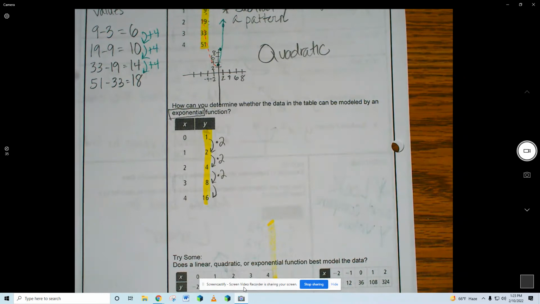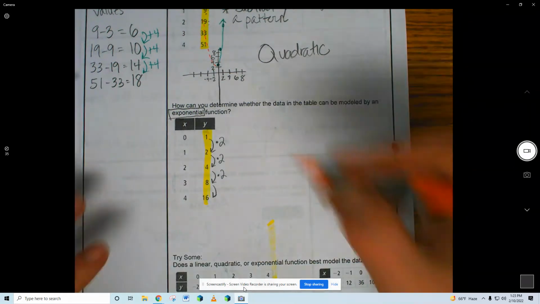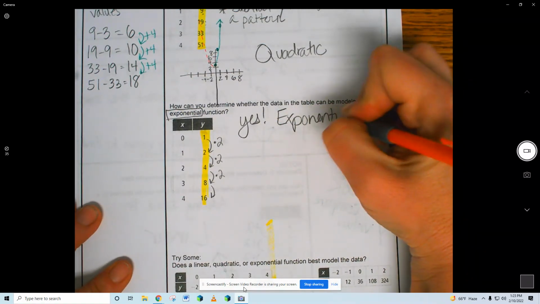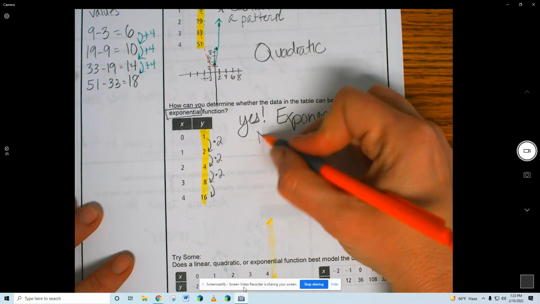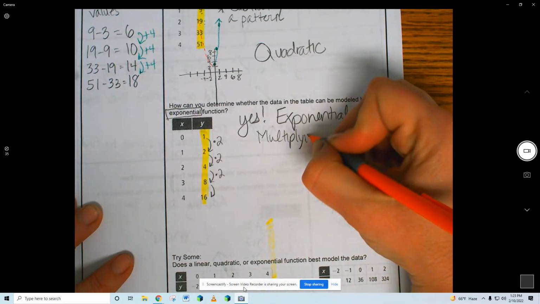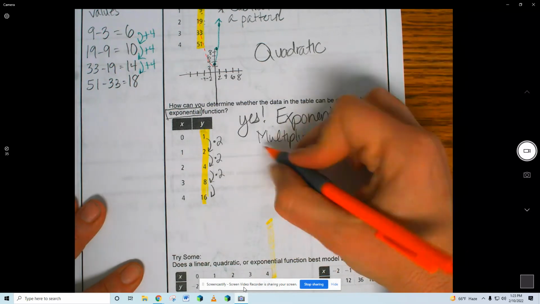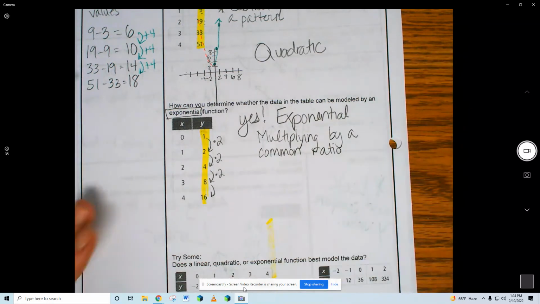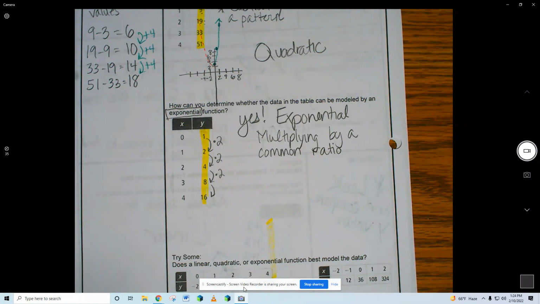If this were decreasing, it would be exponential decay, and I could be multiplying by a half, or by a fourth. That would be decay. So yes, this is exponential. I am multiplying by a common ratio: times 2, times 2, times 2, times 2.